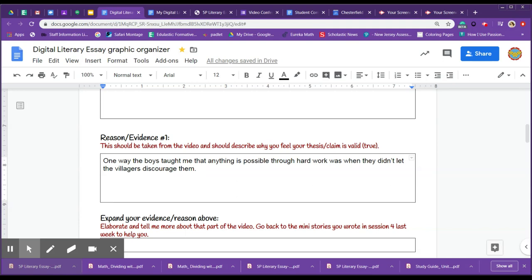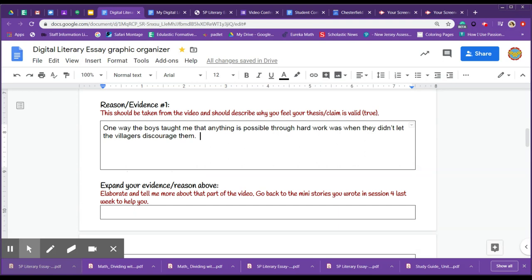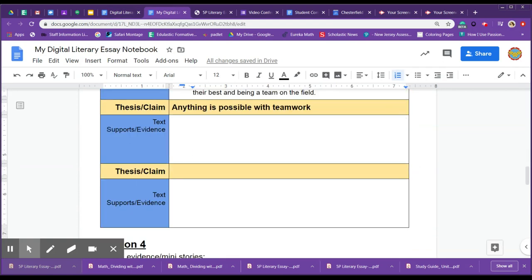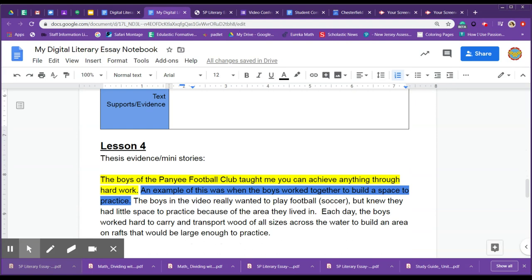Now it's time to take that and expand it. So that's my reason. Now I want to expand it. Here's where you're going to add your mini stories that should have helped you in the lesson that you've done in lesson 4 that will help you with this work.